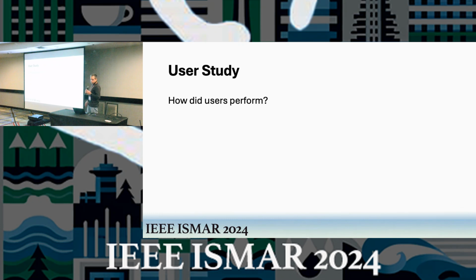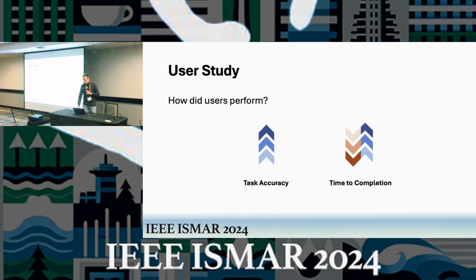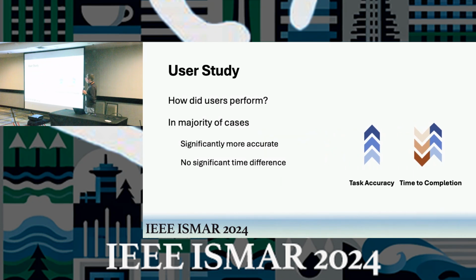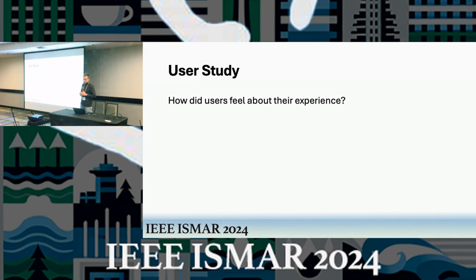So how did users perform in this study? Just to summarize a big table of numbers. Overall, we saw significantly higher task accuracy in the majority of tasks. Only the inter-community tasks lagged behind a bit in accuracy. And we found no significant difference in task completion times. So basically, we can say that using our design, people solve tasks more accurately using no more time than the state-of-the-art in immersive network visualization.